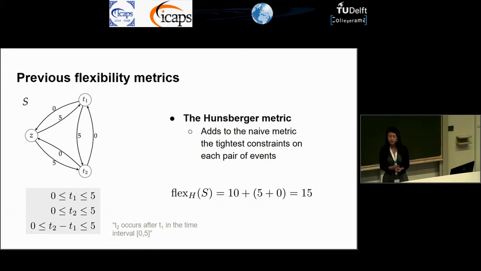The first is the Hunsberger metric, which adds to the naive metric the sum of the tightest constraints on each pair of events. So here we have one pair of events, T2 and T1. Their constraint has a size of 5, so the flexibility here becomes 15.